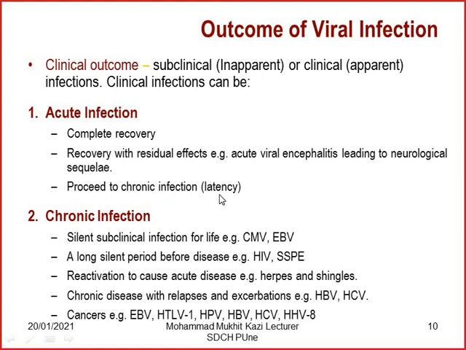Latency means they remain dormant in the host. And chronic infection is a silent subclinical infection for life. Patients suffer from these infections for life. An example is cytomegalovirus. Every one of us is suffering from these infections subclinically, cytomegaloviruses or Epstein-Barr viruses. We are studying these viruses in detail in one of the lectures. A long silent period before disease, that is HIV. I have referred to the window period. There is a long silent period.